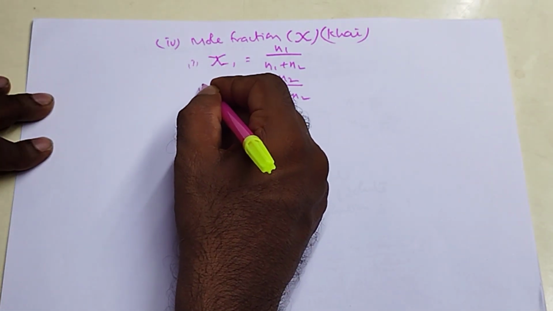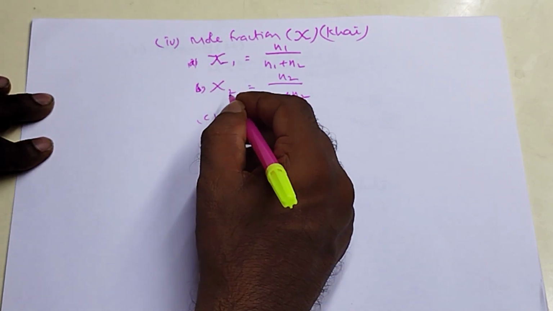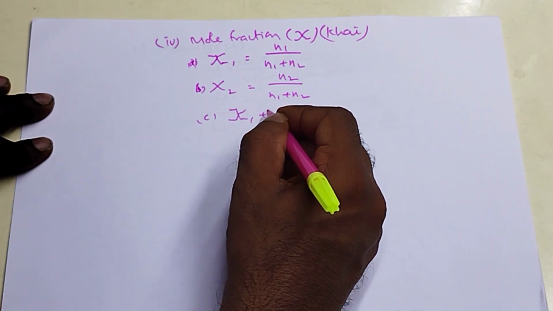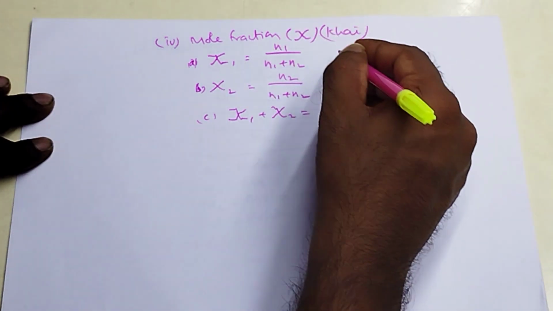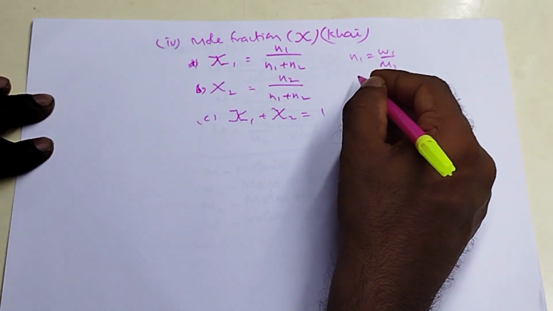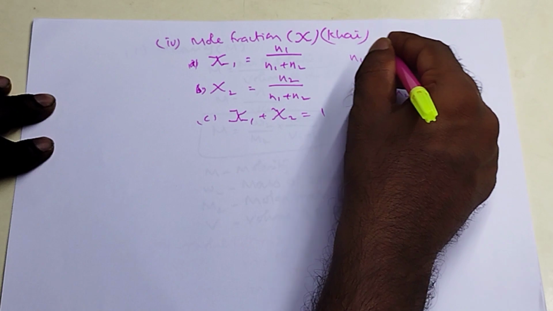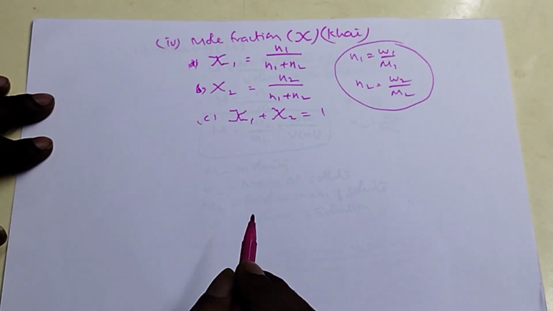Or you can say A, B, and another one C. If it is a binary solution, chi1 plus chi2 is always 1. Here N1 is nothing but W1 by M1, and N2 is equal to W2 by M2. So wherever we want to solve problems, you have to use these formulas. This is the method of calculating mole fractions.